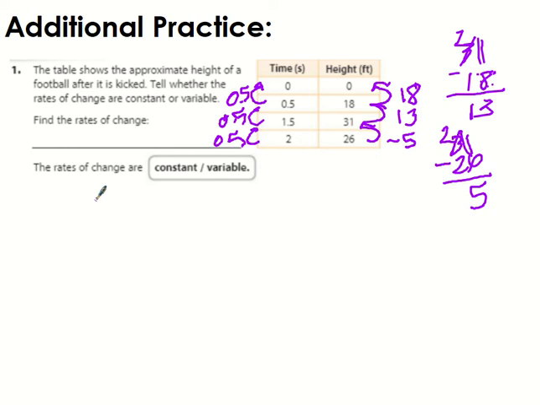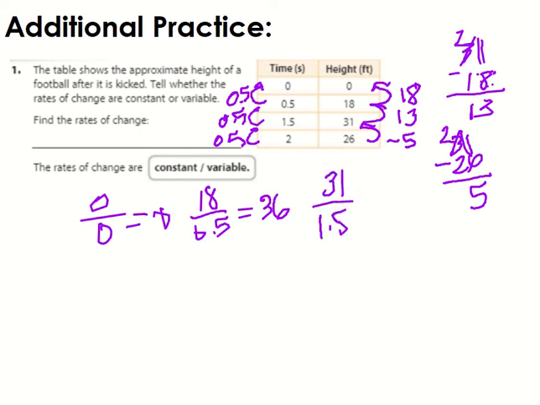And then also, if we even compare it the other way, 0 over 0 is 0, and 18 over a half, if we actually reduce that, it'd be 36. Well, we have a problem. And then 31 over 1.5, if we reduced that and found out how many times, that's 20.6. So we also see that didn't work either. So we would say that this is variable.